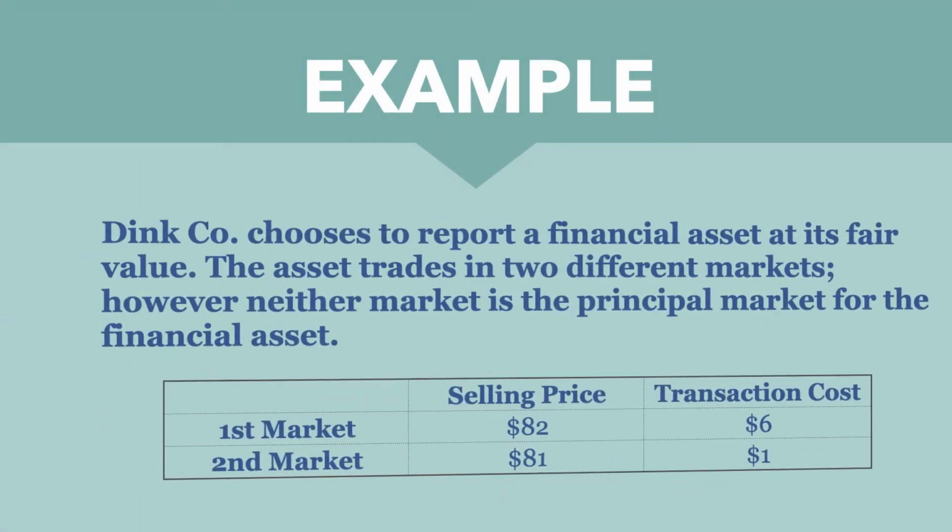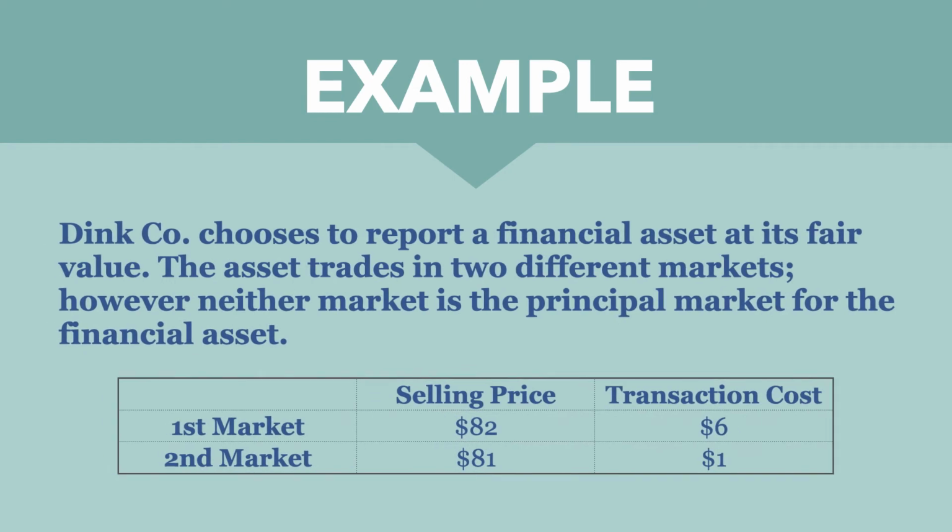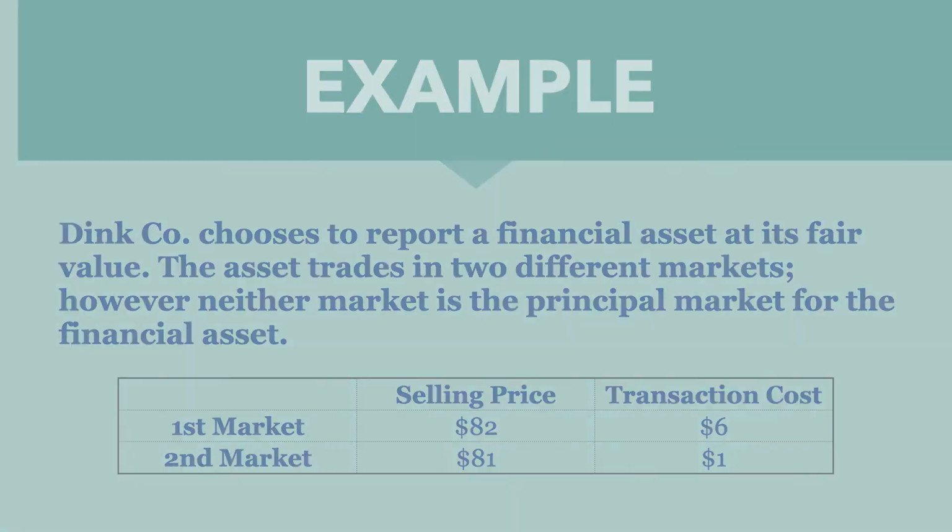Let's put it all together with an example. Dink Company chooses to report a financial asset at its fair value. The asset trades in two different markets. However, neither market is the principal market for the financial asset. We are also given the selling price and transaction cost of that asset in the first market and the second market. The question asks, what amount should be reported as the fair value of the asset?